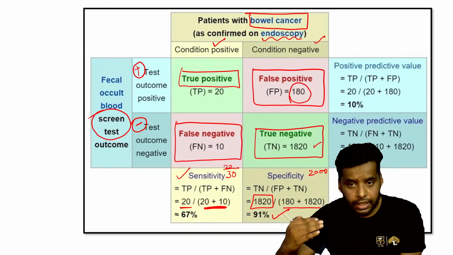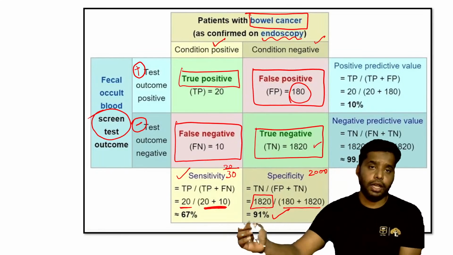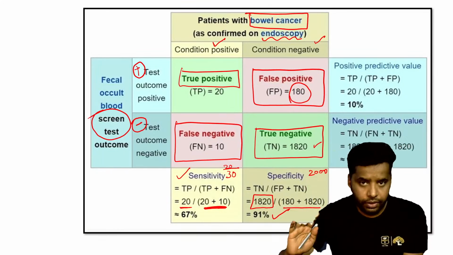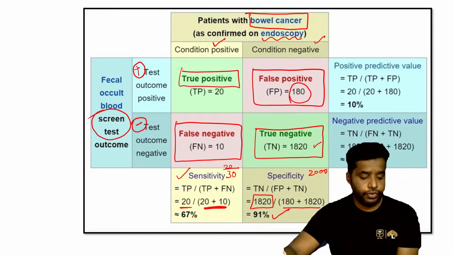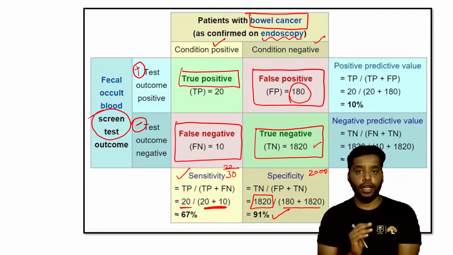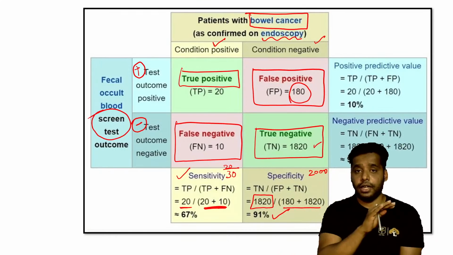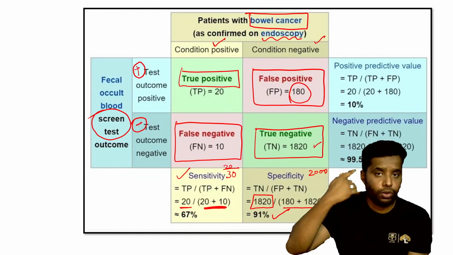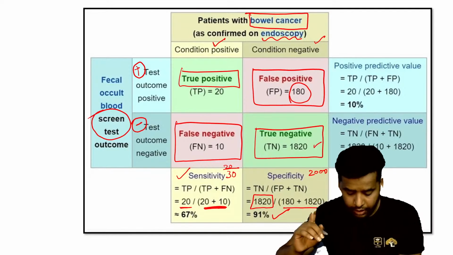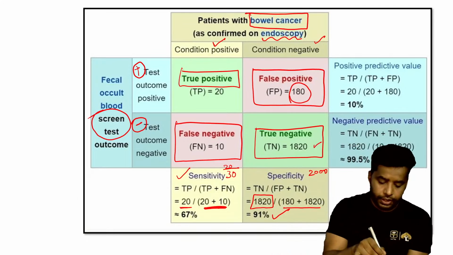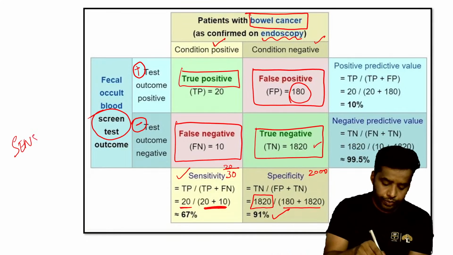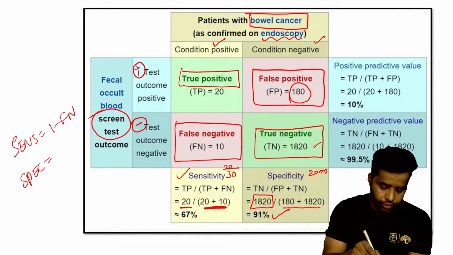So a test with less specificity will have more false positive results. A highly specific test is done to reduce false positive results. If the test results are less specific, there can be more false positive results. So repeat my words: sensitivity and false negatives, they go opposite. Specificity and false positives, they go opposite.